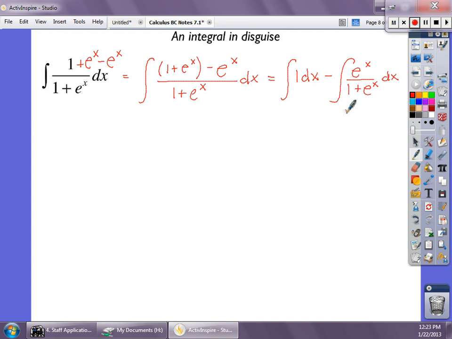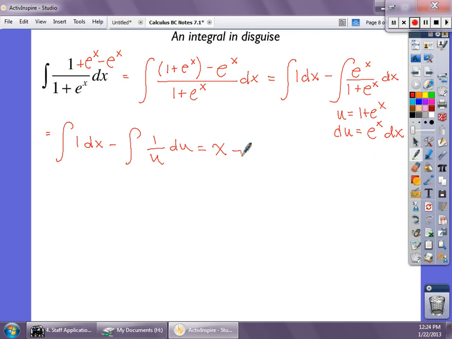This here, u substitution, u is equal to 1 plus e to the x, therefore du is e to the x dx. We like that very, very much. And so I'll go ahead and rewrite my integral as the integral of 1 dx minus the integral of 1 over u du. And so this is equal to, the integral of 1 dx is x, minus the integral of 1 over u du, which is the natural log of the absolute value of u plus c.